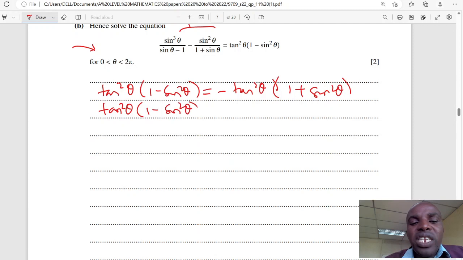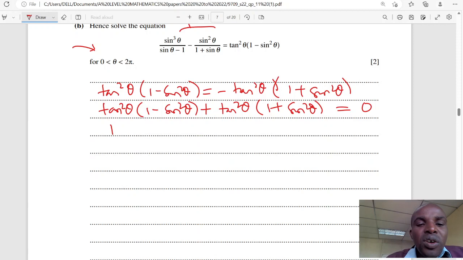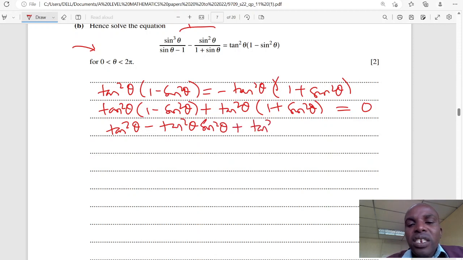1 minus sine squared theta, then plus tan squared theta times 1 plus sine squared theta. Take everything to one side first, then it's equal to 0. Let me remove my bracket now. It will be tan squared theta minus tan squared theta sine squared theta, then plus tan squared theta plus tan squared theta sine squared theta is equal to 0.